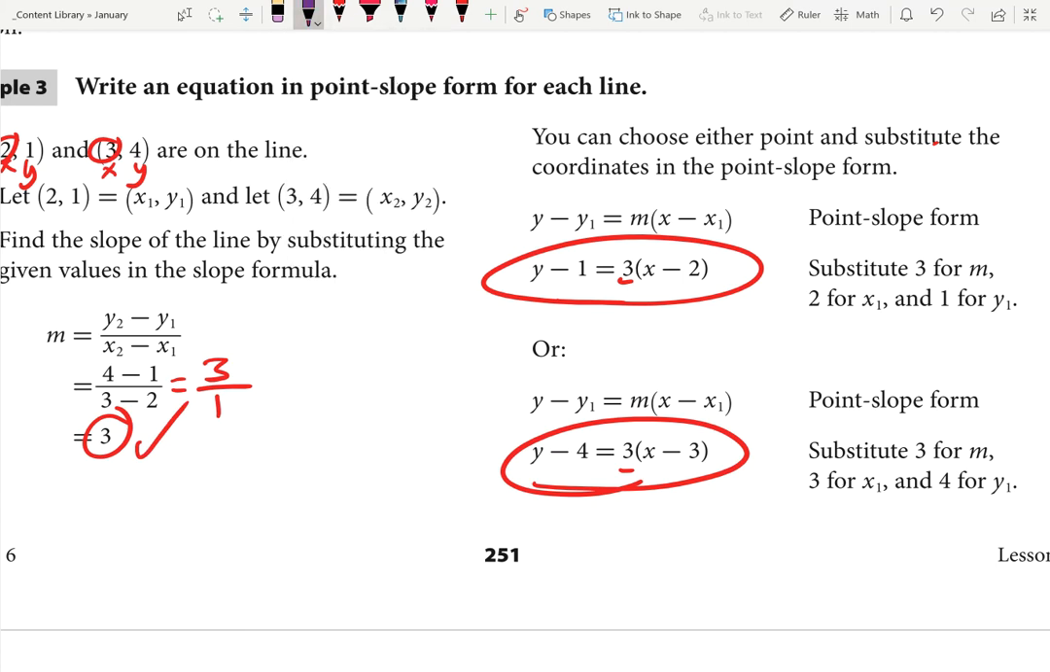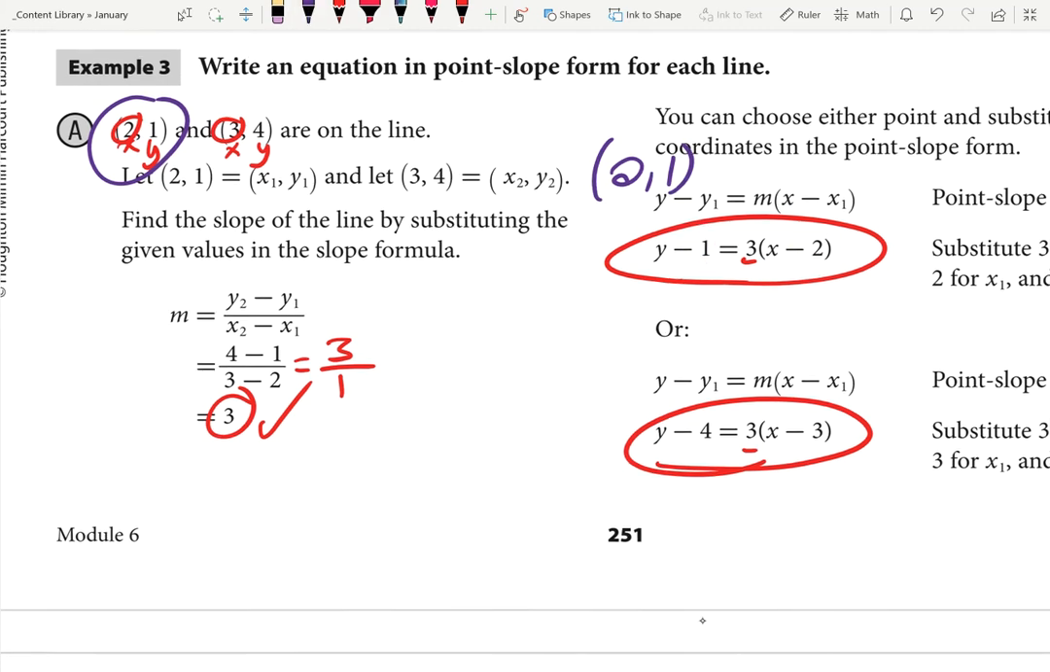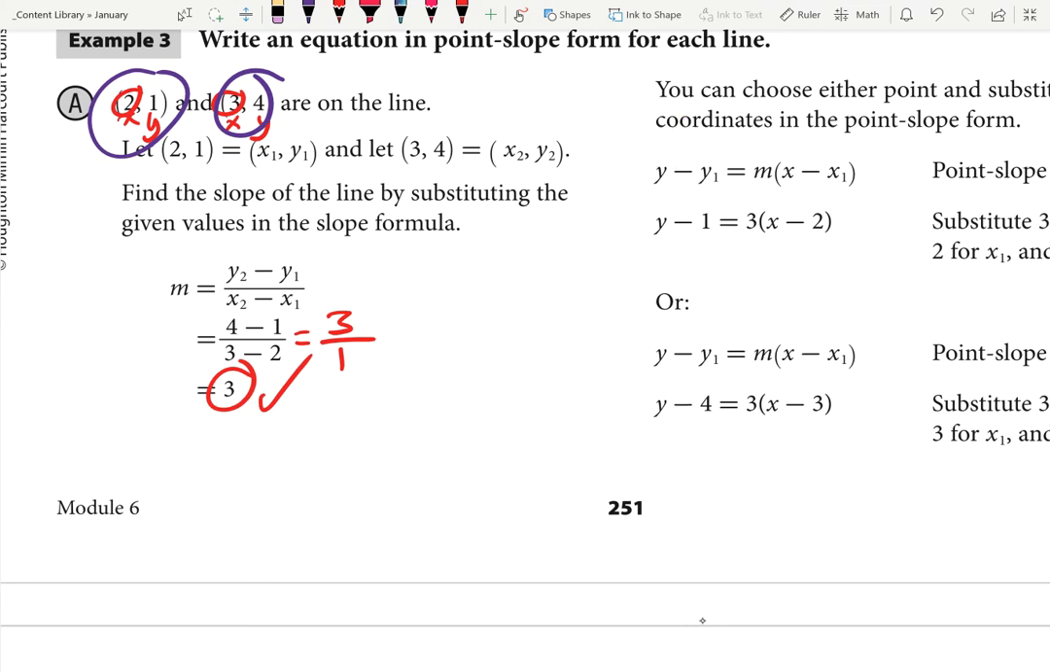The first equation uses the point 2, 1, meaning it plugs the 1 in for the y and the 2 in for the x, but it's still the same point. The second one uses the other point, 3, 4, plugging the 4 in for the y and the 3 in for the x. Okay, but they're both the same equation. They might look different, right? But they're still the same equation.